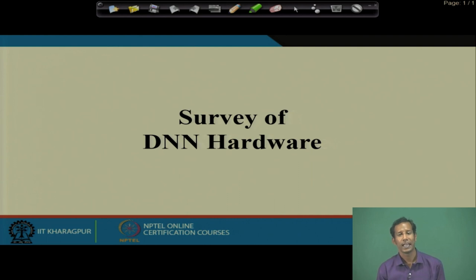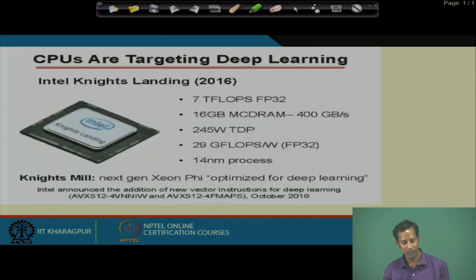The second thing is, if we consider how much deep neural network hardware people have already developed, or are still trying to develop. If you see, Intel in 2016 developed a deep learning processor, the Knights Landing. It has 7 teraflops, with 16 GB MCDRAM, and it is made in a 14 nanometer process.